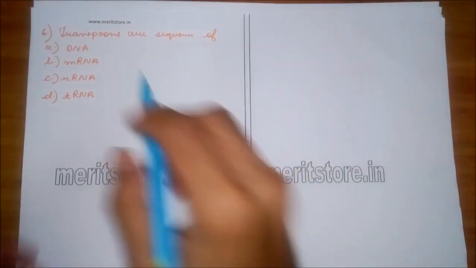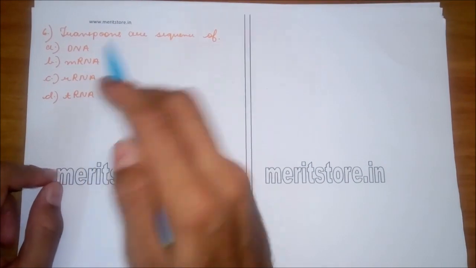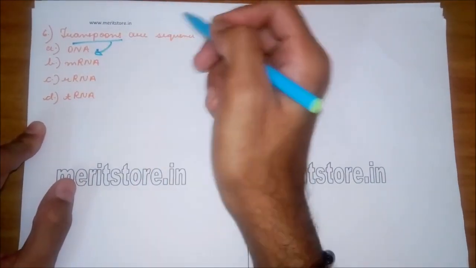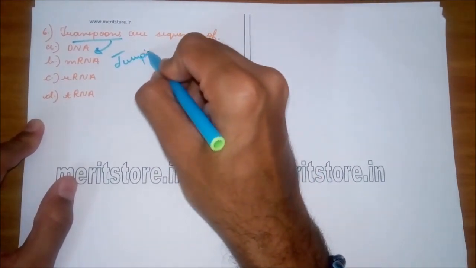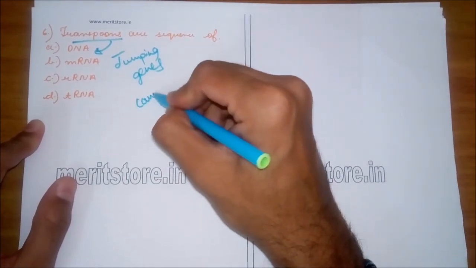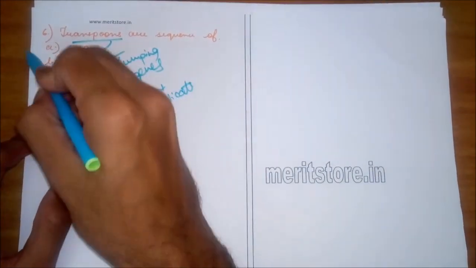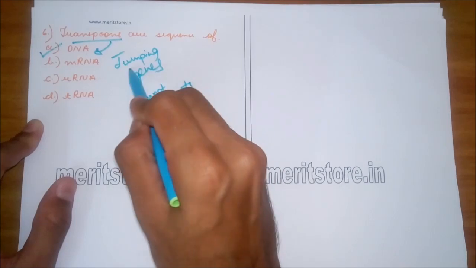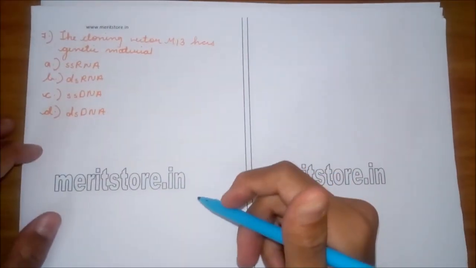Question number 6. Transposons are sequence of DNA, mRNA, rRNA and tRNA. Transposons are sequences of DNA, straight away information. They are also known as jumping genes, and they cannot replicate on their own. So option A is the correct answer, which states that transposons are sequence of DNA, also known as jumping genes, and they cannot replicate.